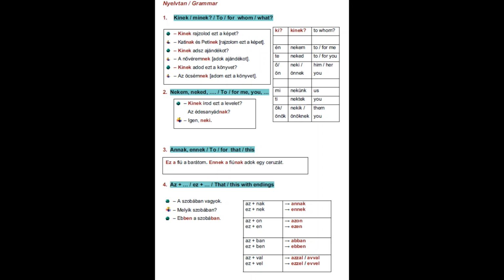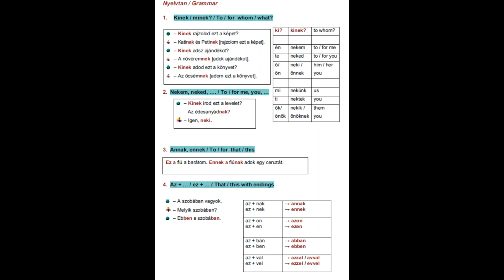Number 2. Kettedik. Nekem, neked. To or for me, and to or for you. Now, which one is which? You should already know this now. Nekem. Is that to or for me, or is it to or for you? Nekem van, is it for me, right? Nekem is to or for me. Nekem van, I'm asking, is it for me? Igen, nekem van. Yes, it is for me.